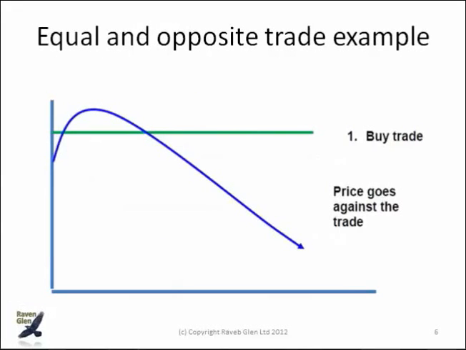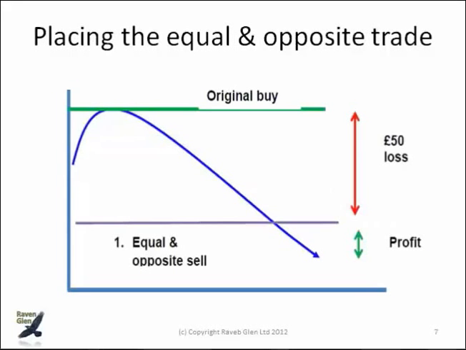So let's go through this slowly and carefully. For example, we have a buy trade shown by the green line in this slide set at a particular price. The blue line is the price movement. Initially, perhaps the trade goes in our favour, but it turns and the price goes against us. It's these circumstances that we're talking about defending, and it is here that we will put in a defensive sell trade. So time has elapsed, and eventually, you can see by the purple horizontal line, I've put in an equal and opposite sell trade.